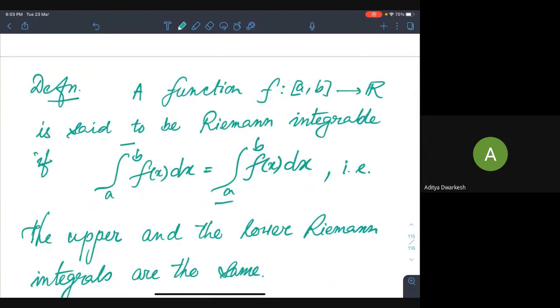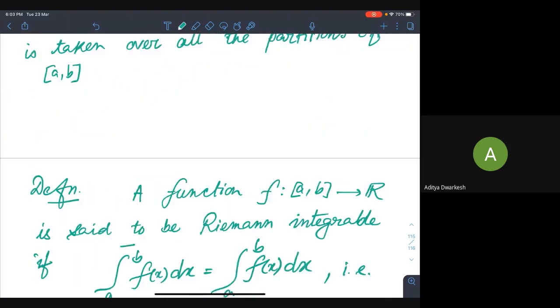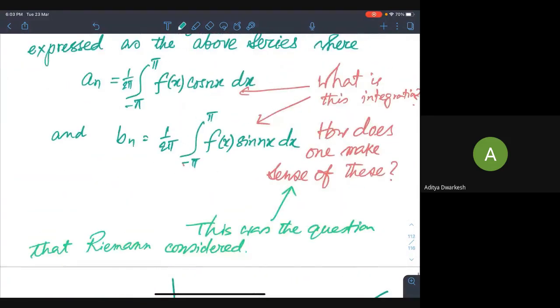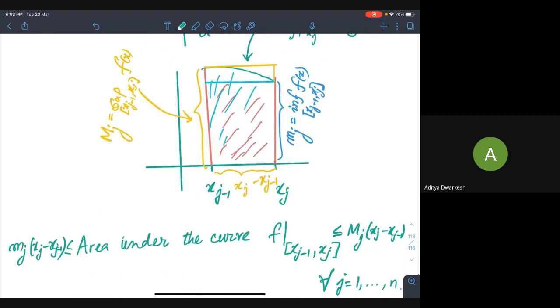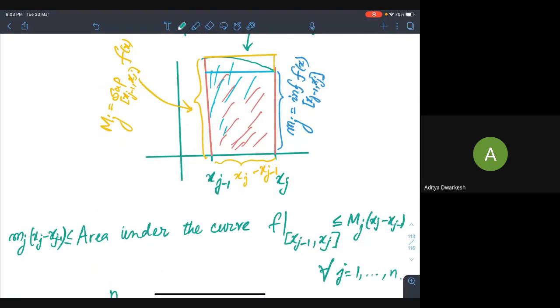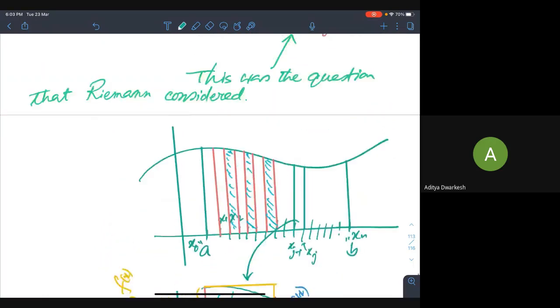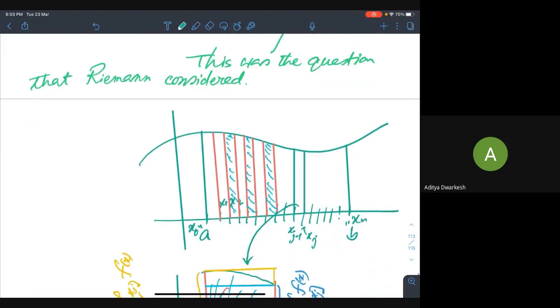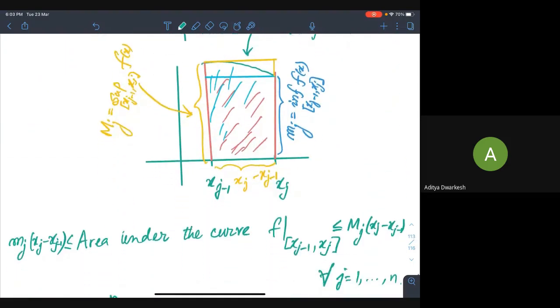Then this equality gives this, and Riemann also gave a condition: if a function has this property, then its integration makes sense. That was Riemann's contribution, to give a large class of functions where integration exists. For discontinuous functions, people could not have thought much about integration.